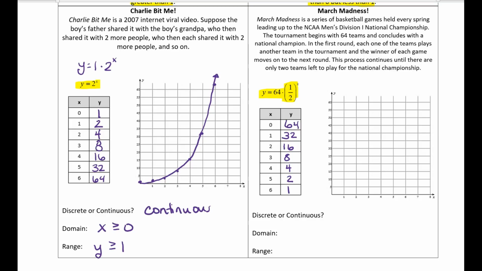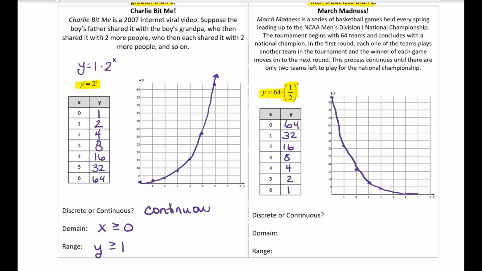So when we go to graph this, we'd start here at 0, 64. Then we go down really quickly down to 32. 2, 16. 3, 8. So notice here we can see, and again I'm going to draw this curve so we can see what's going on. We should have a smooth curve, but we start up high and we get lower.